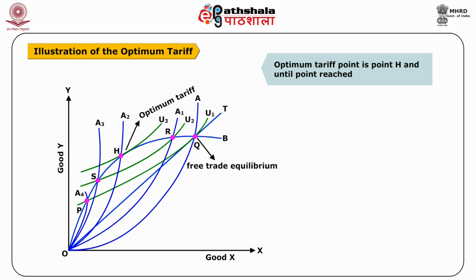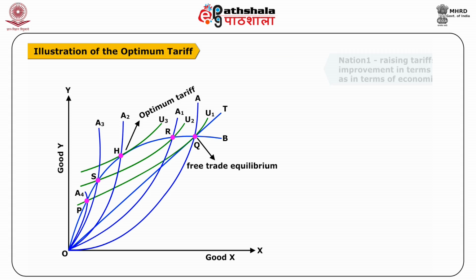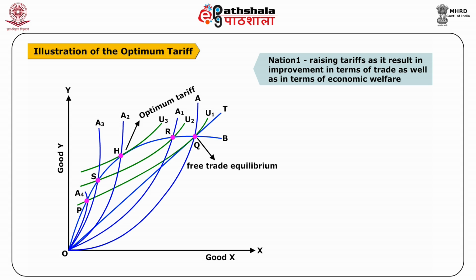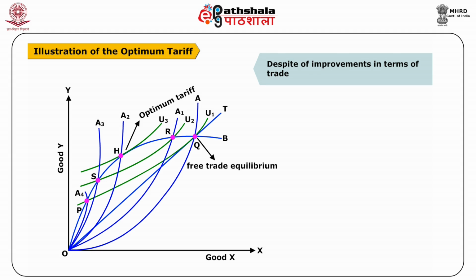The optimum tariff point is point H, and until this point is reached, nation 1 can raise tariff as it will result in the improvement in terms of trade as well as in terms of economic welfare of the country. Beyond that point, the nation can increase the amount of tariff, but the result would be a decrease in economic welfare despite improvements in the terms of trade.